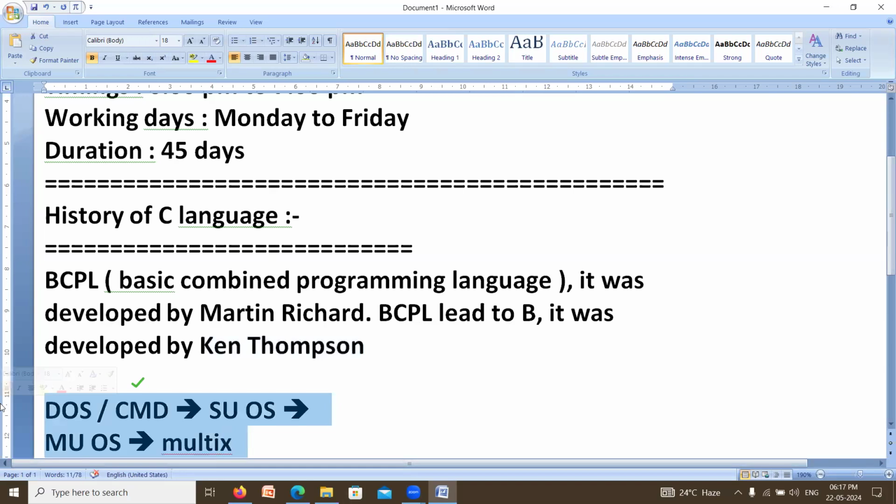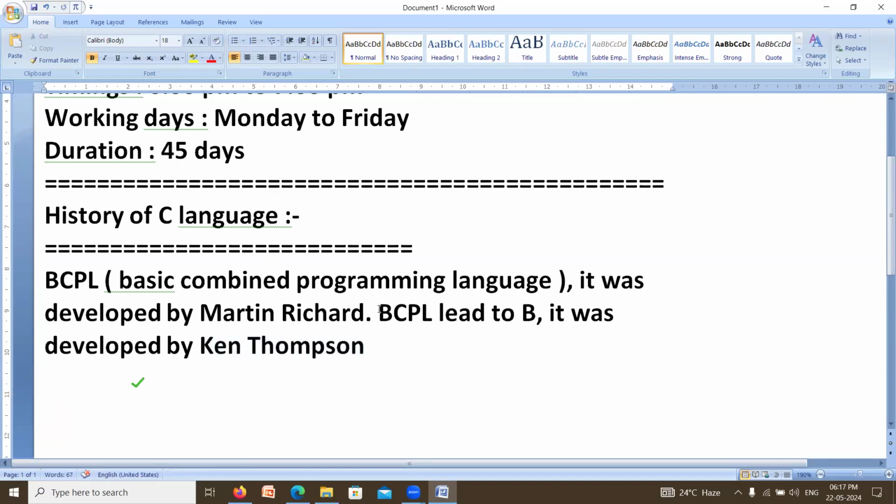Actually, we know two languages, BCPL and B. These two are called typeless programming languages. Typeless means these two languages don't have any data types. In BCPL and B, we cannot find any data type. What is the meaning of data type?